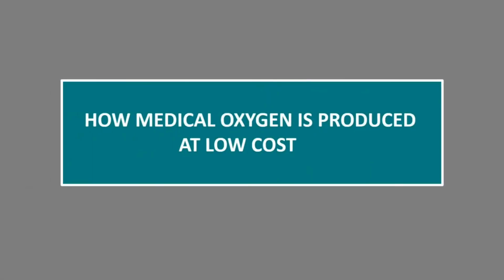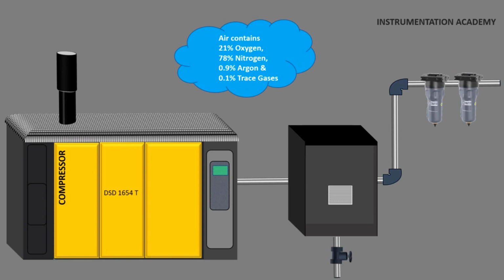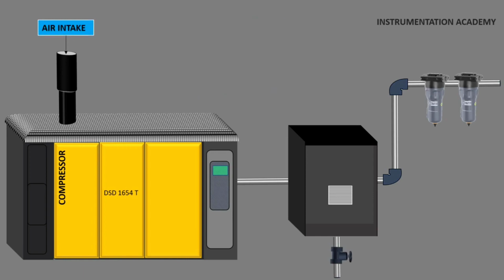In this video, we will discuss how medical oxygen is produced in hospitals at low cost. The air that surrounds us contains 21% oxygen, 78% nitrogen, 0.9% argon, and 0.1% trace gases. This air enters the air compression block through a dust filter, which filters the dust particles in the air.